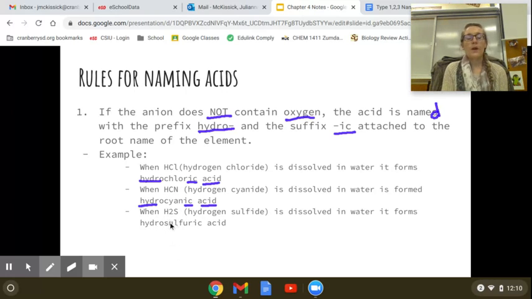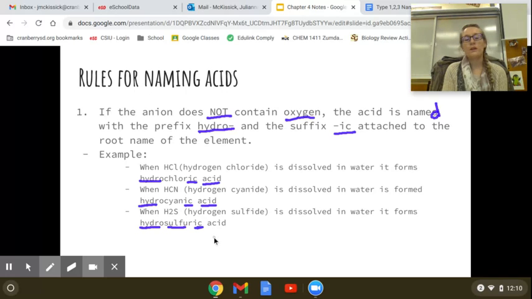Okay, so when we have H2S, hydrogen sulfide, when it's dissolved in water, again, we're going to take that hydro prefix, keep the root name, so sulfur, and then instead of sulfide, we're changing the ending to ic this time. So hydrosulfuric acid is going to be the name.